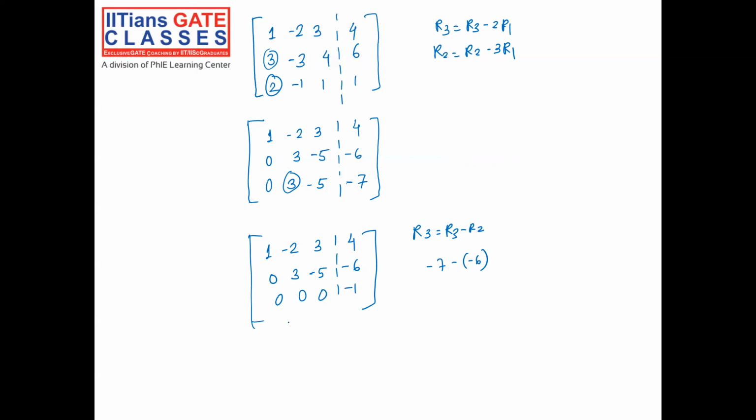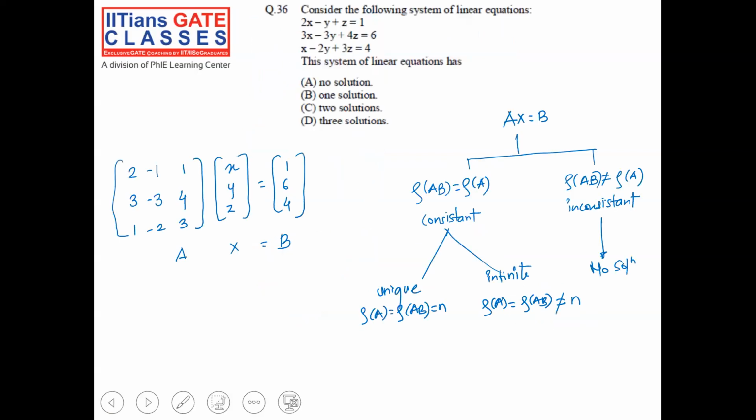So we can clearly see this part of the augmented matrix is A. So rank of A in this case is 2, but rank of augmented matrix is 3. Okay, so rank of A and rank of AB is not equal. And whenever it's the case, we say it is inconsistent and has no solution. Hence, option A is correct in this case.